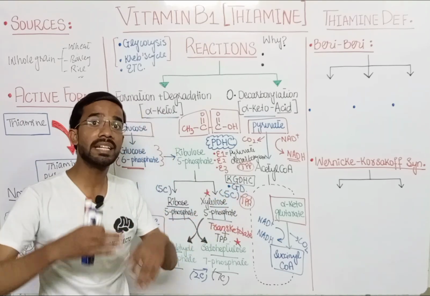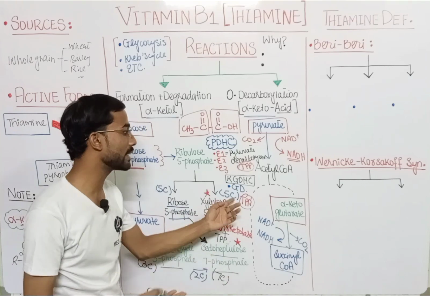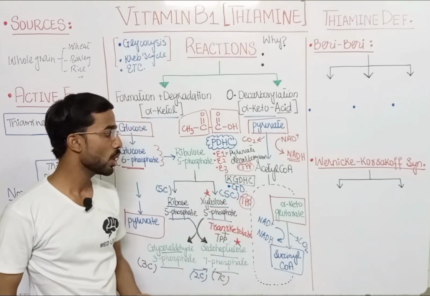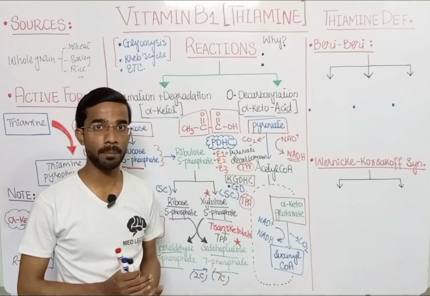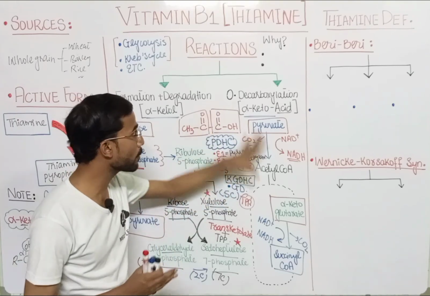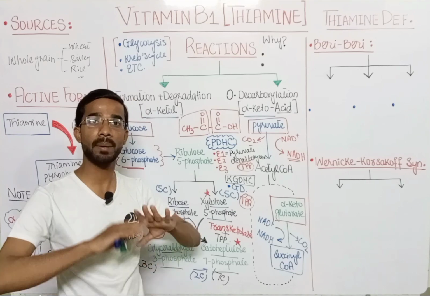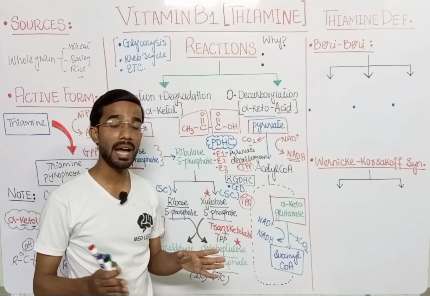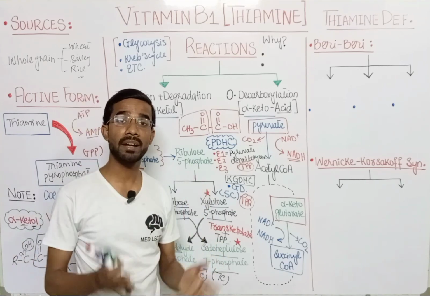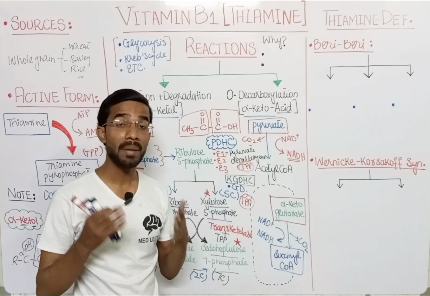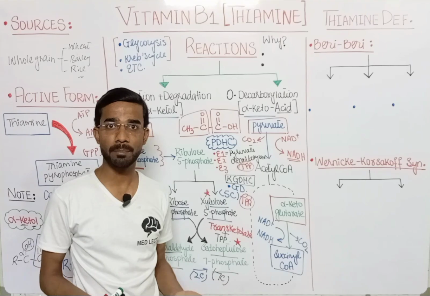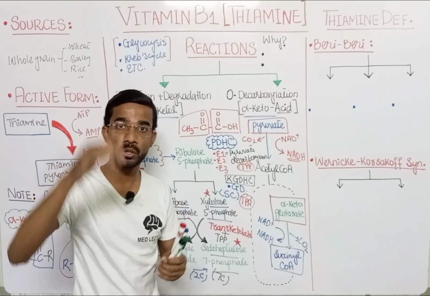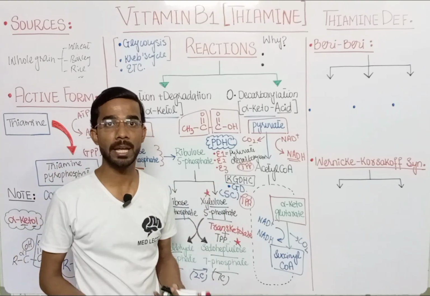Alpha ketoglutarate decarboxylase also requires TPP as the coenzyme. So when there is a deficiency of TPP, the whole process, the Krebs cycle or respiratory cycle, becomes stopped. The main purpose of respiration is the production of energy in the form of ATP. Then ATP will reduce and cellular function will become impaired.